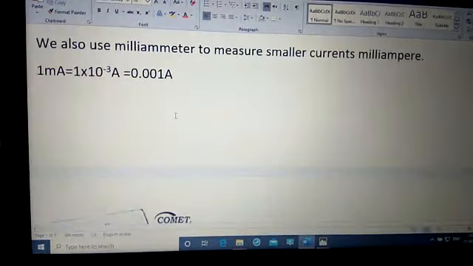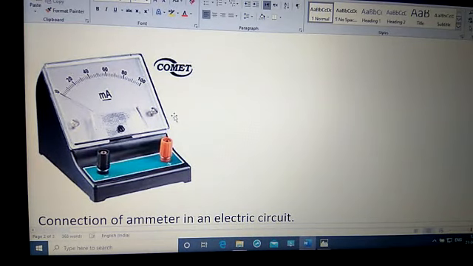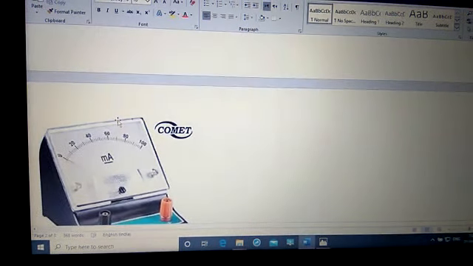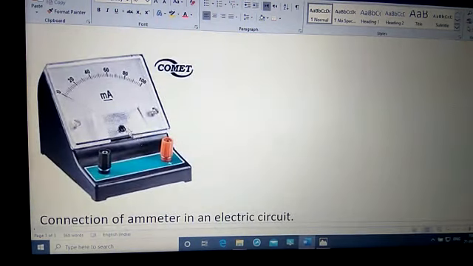Next, sometimes we also use another device, the milliammeter. This measures the smaller quantities of electric current, that is milliampere current. So milliampere is a smaller quantity of electric current. 1 milliampere is equal to 1 into 10 raised to minus 3 ampere, so in decimal form 0.001 ampere. It's a smaller amount of current. So sometimes we need to measure smaller amounts of current, and in such cases we use a milliammeter.